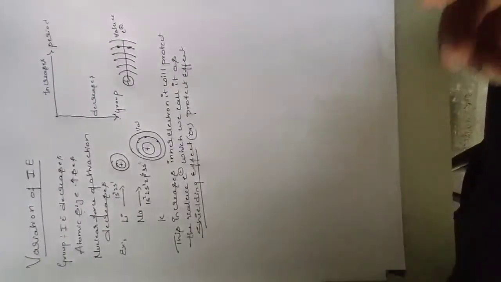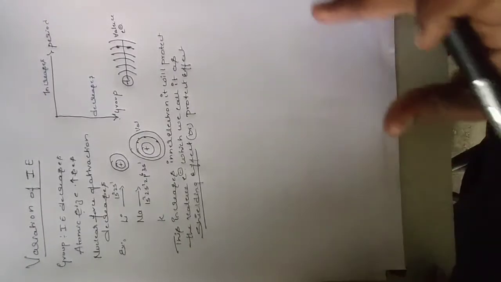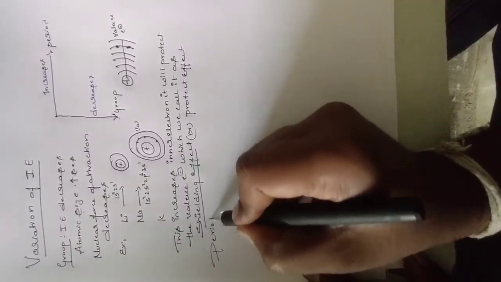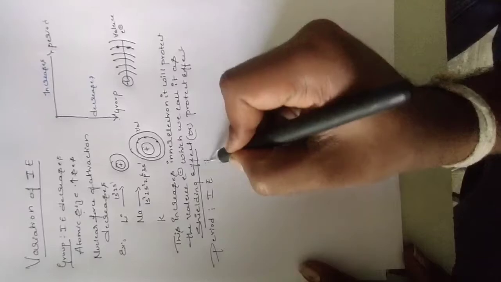Why do we call it the shielding effect? Because the increasing inner electrons will protect the valence electrons. We call it the shielding effect. Okay, we talked about the groups. Now we are going to talk about periods. Already I told you that ionization energy increases.